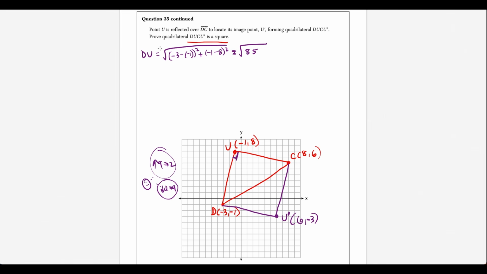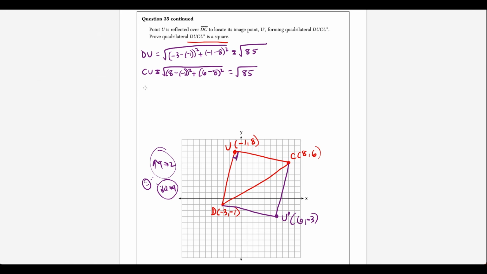And now if I repeat this, let's say I use this for the length of CU. For CU here, we're going to have the square root of, and we know that this is going to be a square, so we should be getting square root of 85 again. And what we have here is, let's say I do the difference of the x values. I have 8 minus negative 1, and this is being squared, plus 6 minus 8 being squared. And if we work this out, we don't have to show all the gritty steps of simplification here, but we have 9 squared plus negative 2 squared, which is also going to give us square root 85.